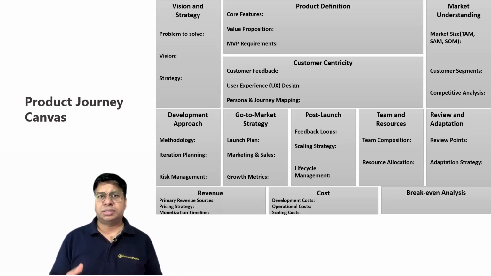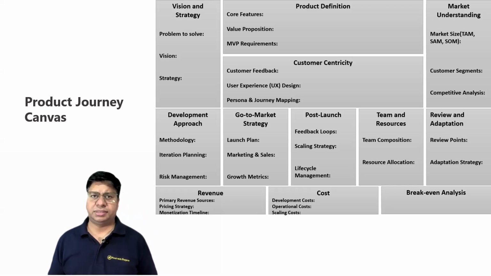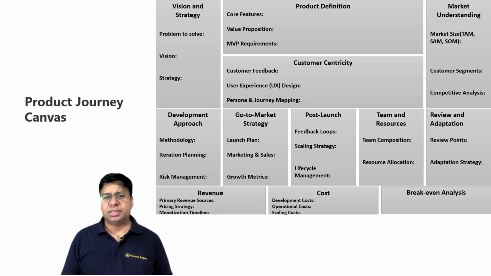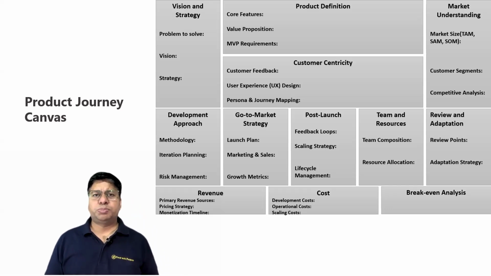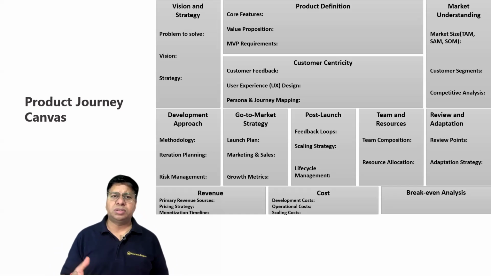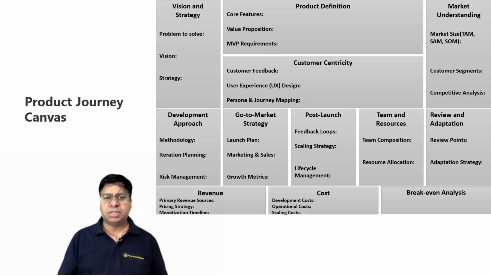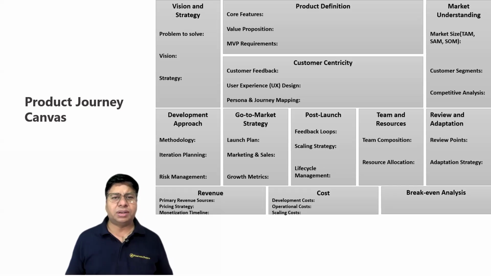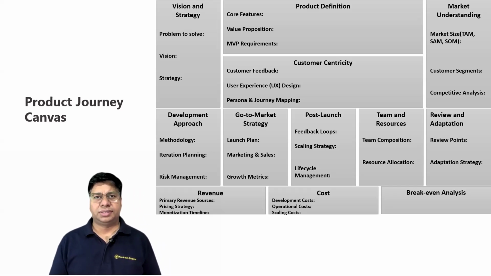Now come to the rightmost section of the product journey canvas. There is market understanding. In the market understanding, as we discussed about the market size previously, write down your TAM, SAM, and SOM. These numbers will help you understand where you are, what you need to address, and what is available, right?